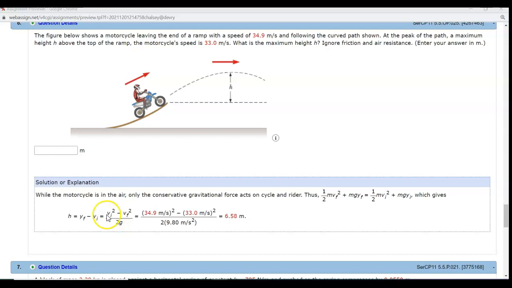So we use the initial velocity squared minus the final velocity squared. I was going to say, this is the formula we've been using all along. I don't know why they went with this. No, here we're using gravity, and so this is the 1/2. All right. Anyway, the initial velocity was 34.9 meters per second.